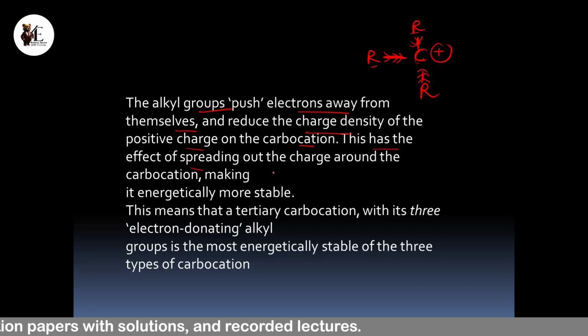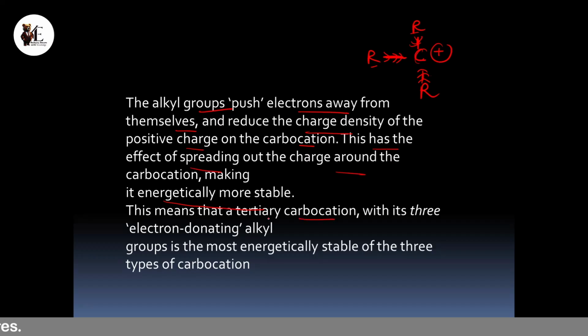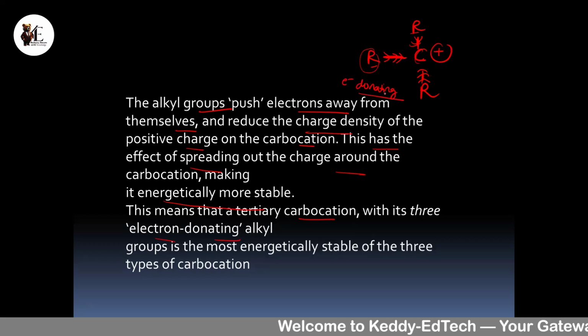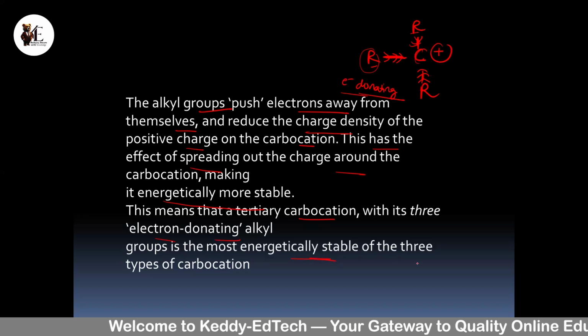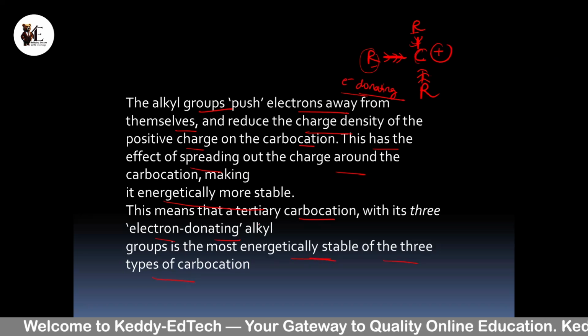This has the effect of spreading out the charge around the carbocation, and it becomes energetically more stable because its positive charge is getting reduced. So this means that the tertiary carbocation, with its 3 electron donating alkyl groups, which are always electron donating, is energetically more stable than any of the 3 types of carbocation.